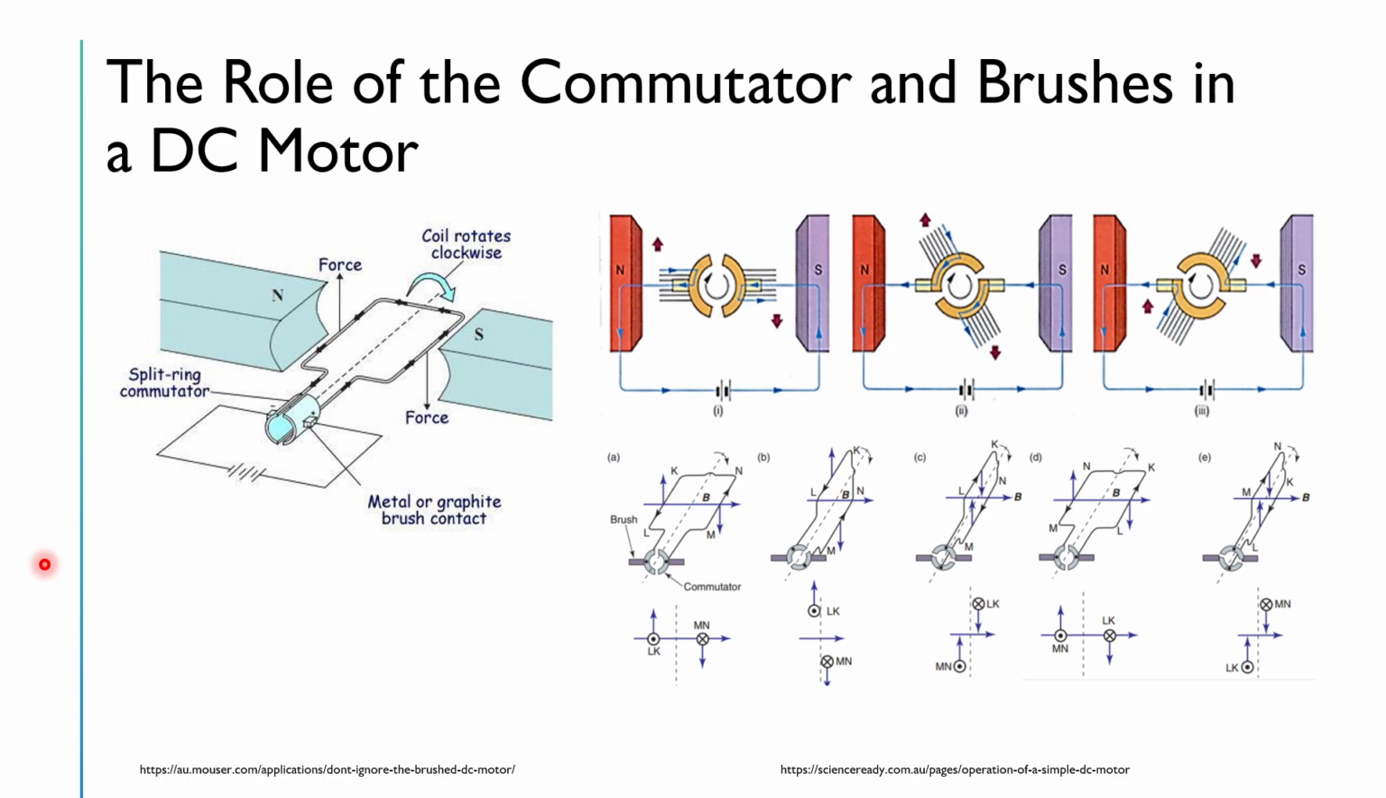Now, generally speaking, commutators are represented sort of like this, or this, or this in a diagram. They are a split ring, which is a conductor that is able to essentially flip the direction of the current running through a coil in a motor. We also place brushes on the ends of the circuit where the commutator is sitting in between, and those brushes allow for electricity to pass into the commutator and through the coil.